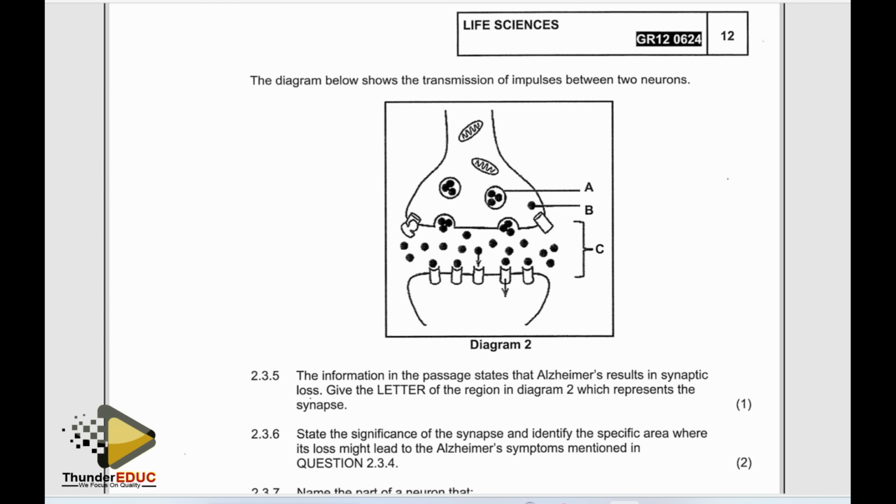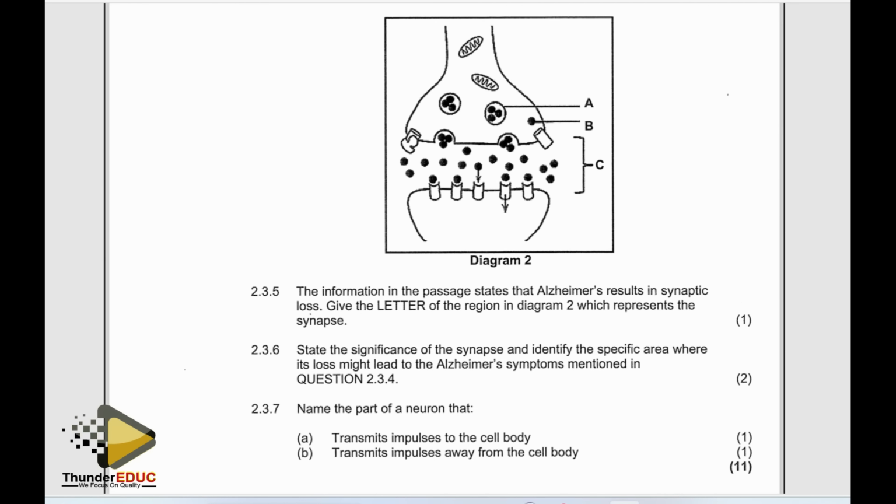This is a synapse. You have it in the distinction material. We discussed it. Let's see. The diagram below shows the transmission of impulse between two neurons. Information in the passage states Alzheimer's results in synaptic loss. Give the letter of the region in the diagram which represents a synapse.